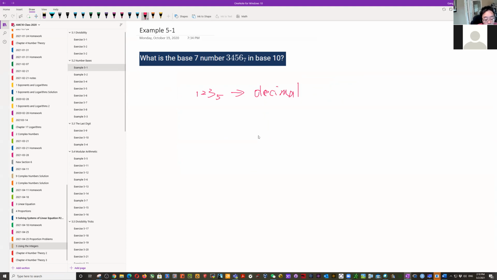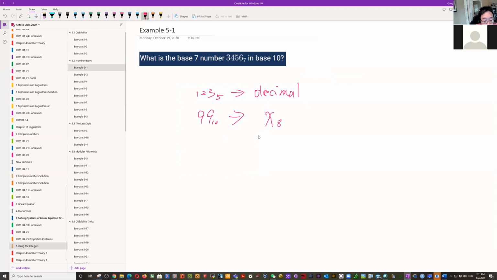Another type of problem, for example: if you have a 99 in base 10, convert it into base 8. What is that number? So basically, to do number-base problems, we need to master the skill of two-way conversion.